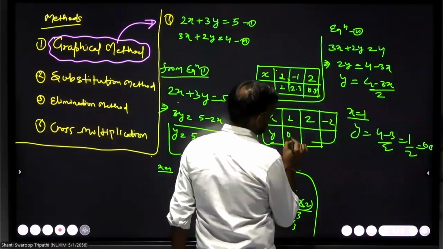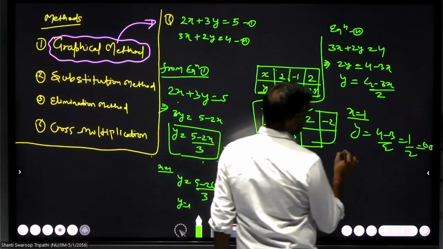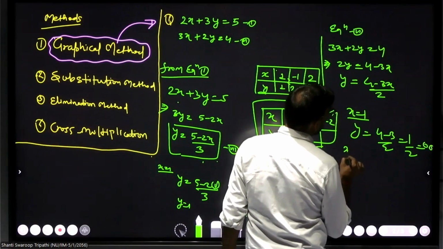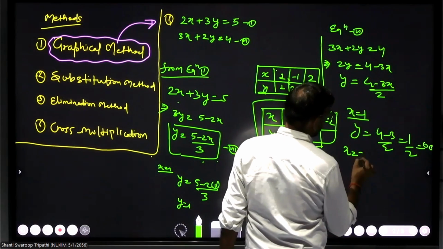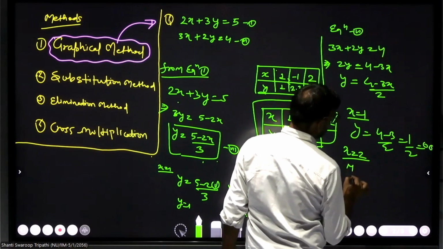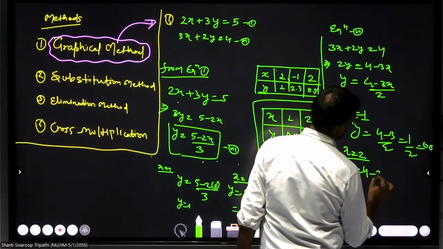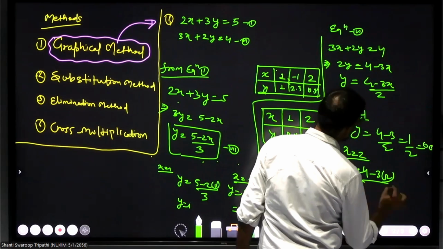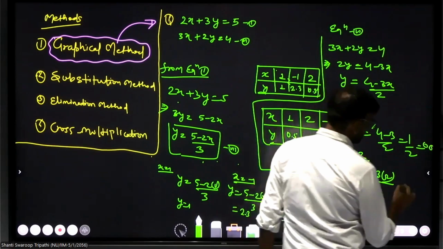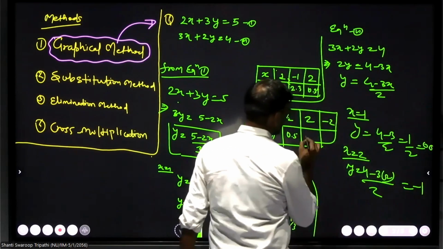So after putting the value, you are getting 0.5. What about x equal to 2? We are putting here 2. So it will be y is equal to 4 minus 3 into 2 upon 2. So it will be minus 2, and this will be minus 1 as the answer.